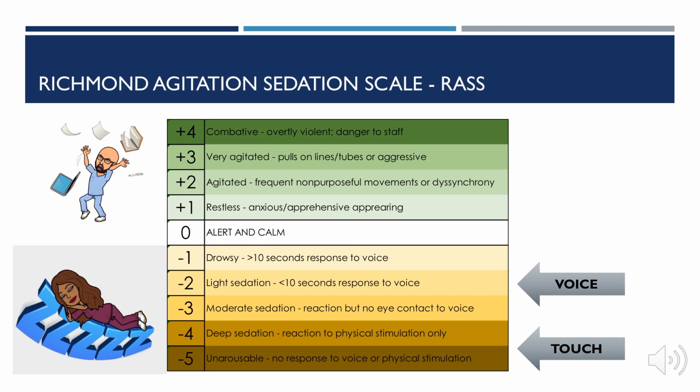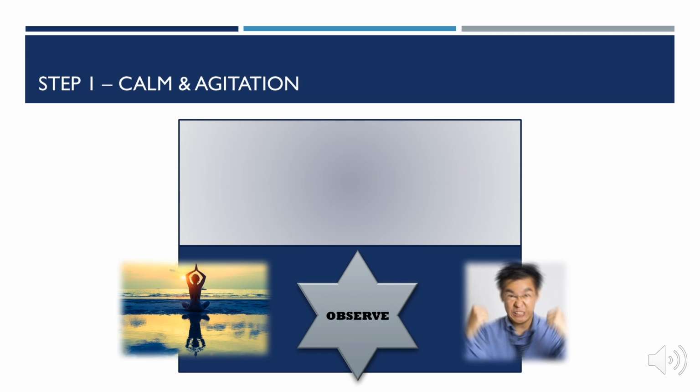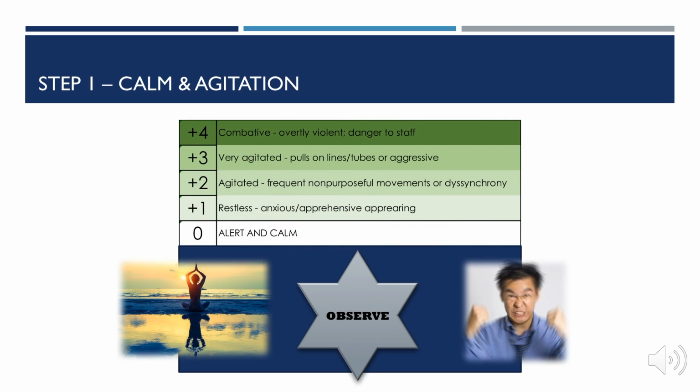Now, how do we do the procedure of RASS? So first step is observe your patient. If your patient is alert and calm, they get a score of 0. Now, if your patient is a little bit restless, this is the patient that is a little bit anxious. They're pulling at their sheets. They're looking around constantly. They get a +1.